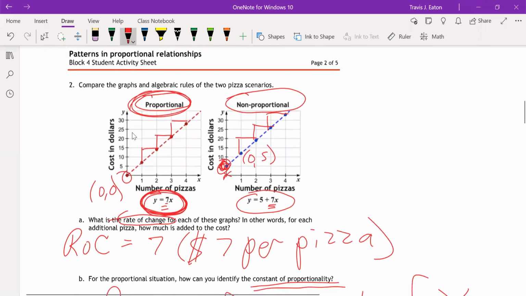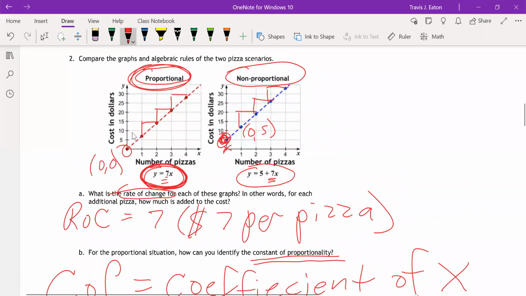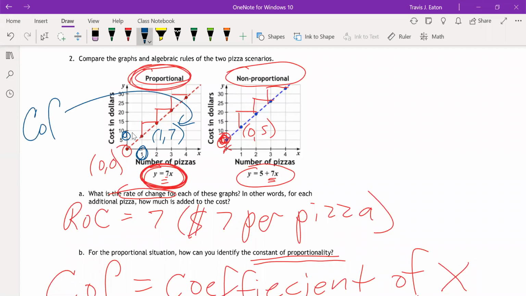And also when you're looking at the graph, if it's a proportional relationship, when x is 1, the y value is your constant of proportionality. In this case, it is 1 comma 7. Right there, that's the COP, the constant of proportionality, when x is 1. Y is the constant of proportionality.